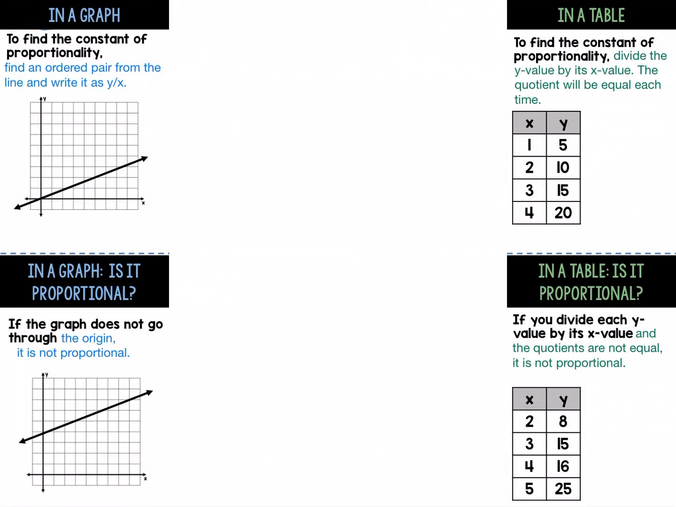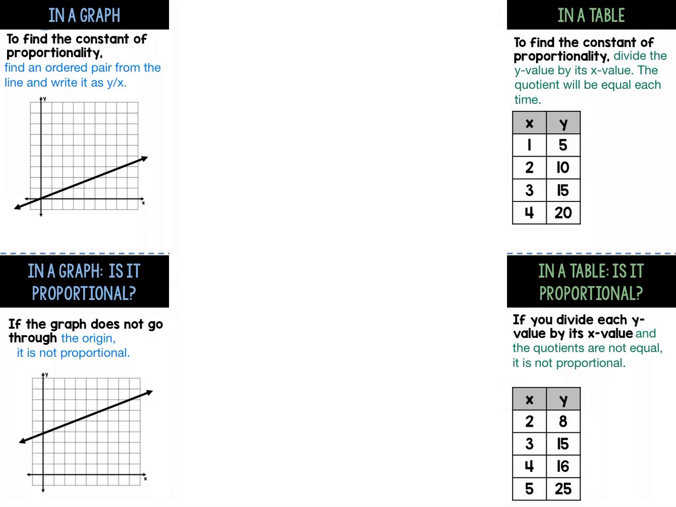of proportionality. Remember, for a graph to be proportional, it has to be a straight line, and it has to go through the origin. If those things don't happen, then this is not a proportional relationship. You can't find the constant of proportionality. When a graph is proportional, you can find the constant of proportionality by finding an ordered pair on the line and then writing that as y over x.